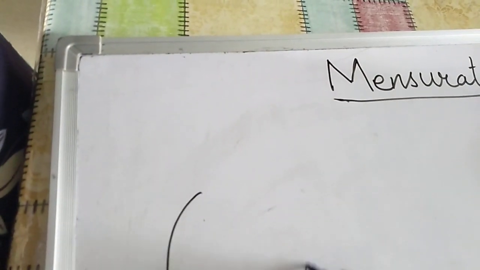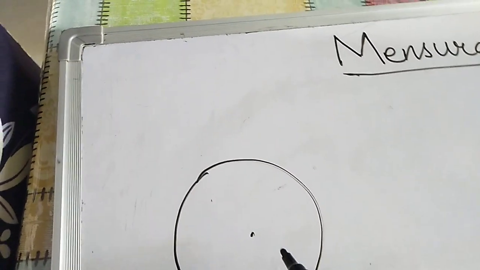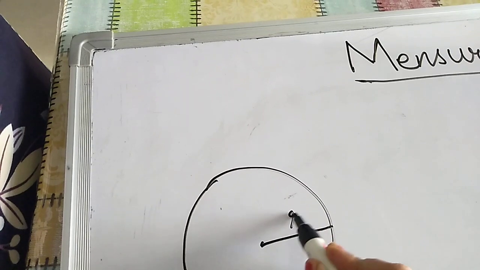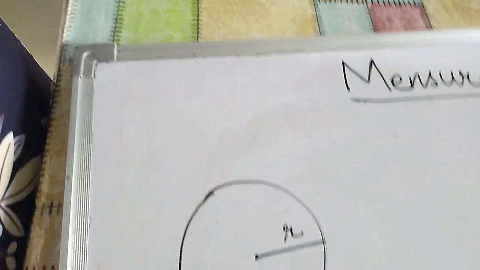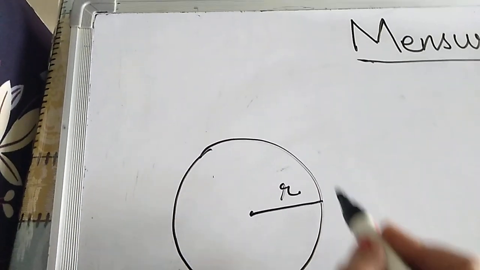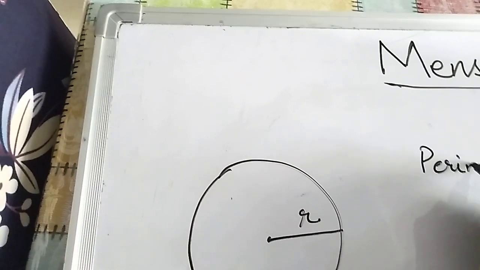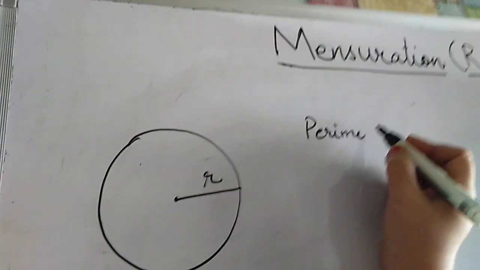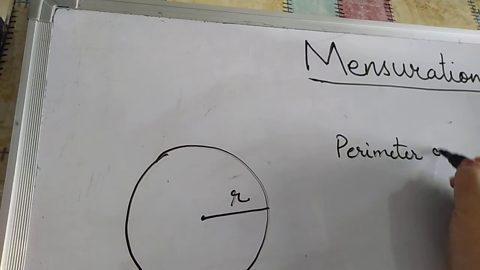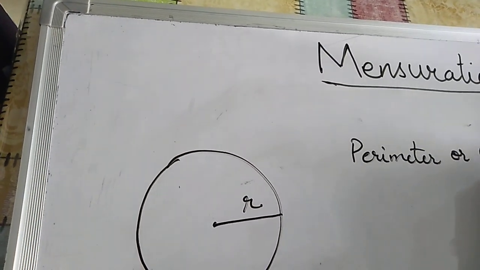Yes, now today I'll teach you how the value of pi came. Pi was a mathematician, and he wanted to find out this: this is the center of a circle, this is the radius of a circle, and this is the perimeter, you can say. This is the circumference, the outer boundary. Since it is circular in shape, we call it perimeter or circumference.